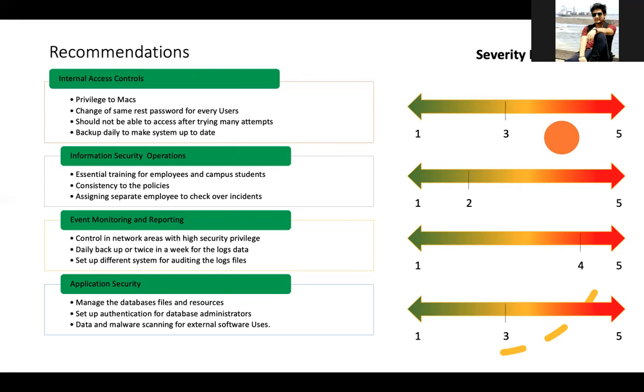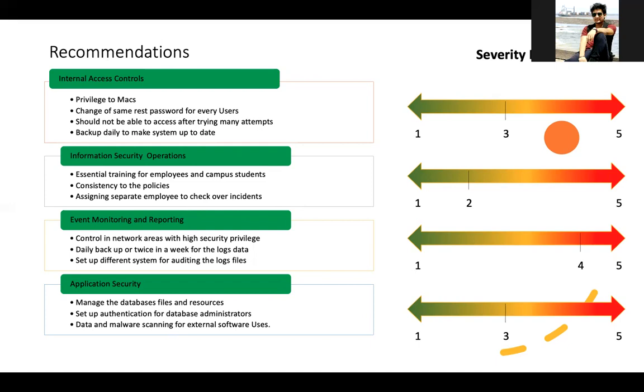So for the internet access, as we see, only the PC has that request. PC can have that much priority, but the Mac or other operating systems don't have it. So we need to have privileges for every operating system so that there will be fewer risks in our information security system. Resetting the password for every user is really important because everybody should have a different password. If some of them get the same reset password, then there will be a problem and they can have access to each other's accounts.